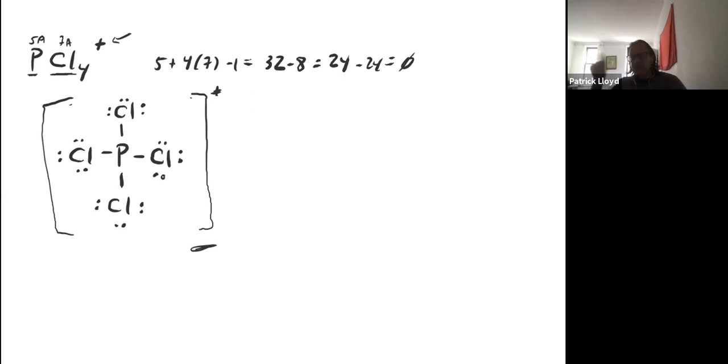Okay, so now let's evaluate this in terms of the octet rule. Every atom in that structure has 8 electrons, right? They all have 8 electrons. The chlorines have 8, the phosphorus has 8. So that's all octet rules. So I'm not sure why this particular problem says non-octet, because this is an octet. Everything is 8 electrons. But now let's do formal charge.